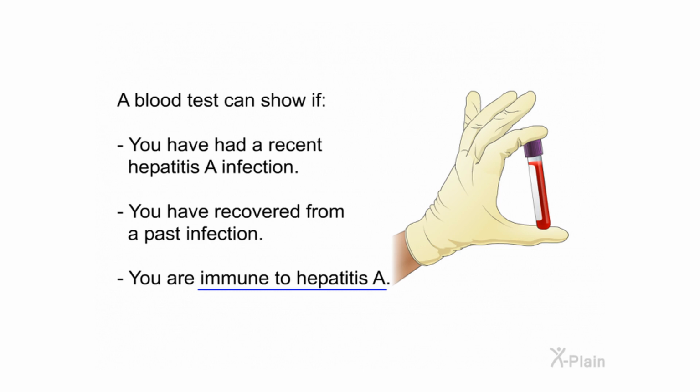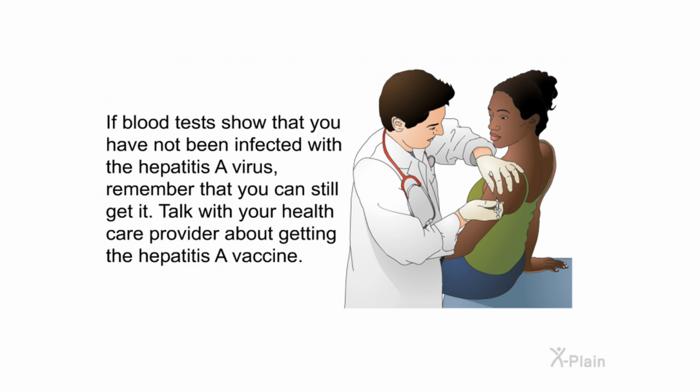A blood test can show if you have had a recent hepatitis A infection, you have recovered from a past infection, or you are immune to hepatitis A. If blood tests show that you have not been infected with the hepatitis A virus, remember that you can still get it. Talk with your healthcare provider about getting the hepatitis A vaccine.